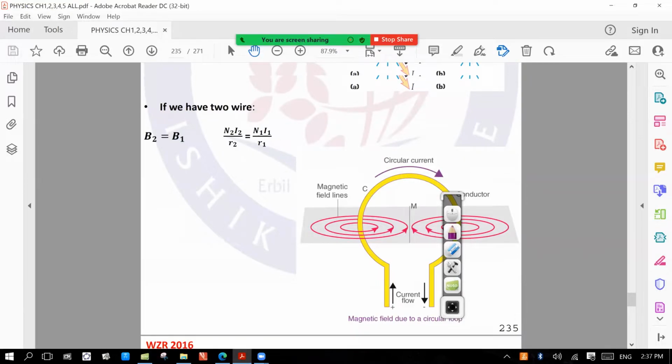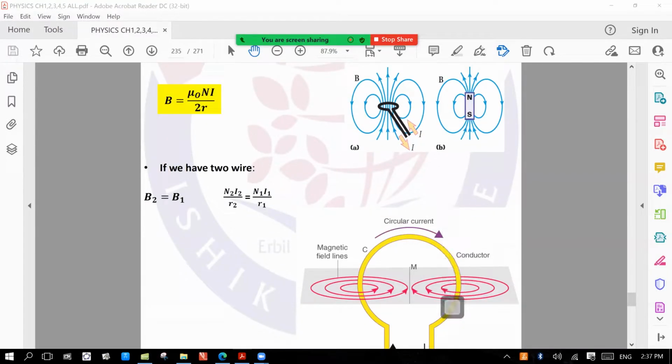Now, for the formula, if you want to find the magnitude of the field produced around the circular coil, we might use that formula, which has mu naught. You already know that, the magnetic permeability of free space, 4 pi times 10 to the power negative 7, and N stands for the number of turns.